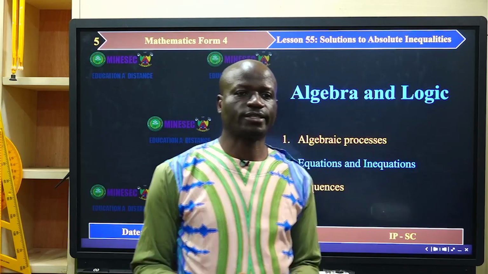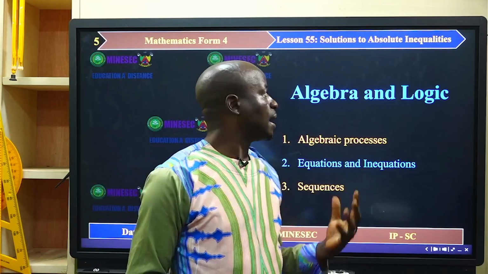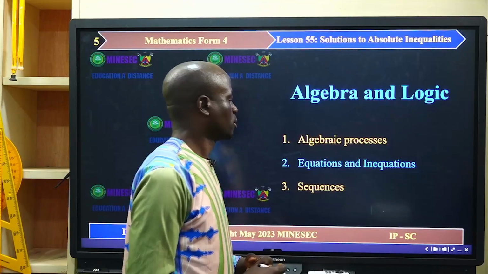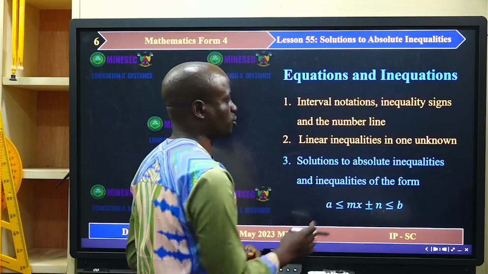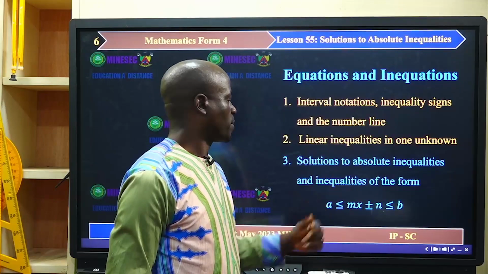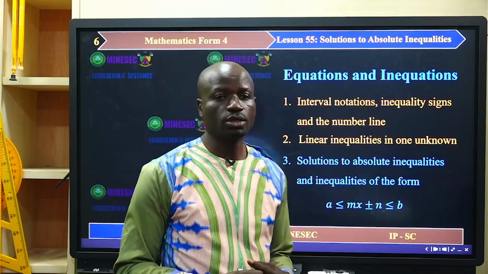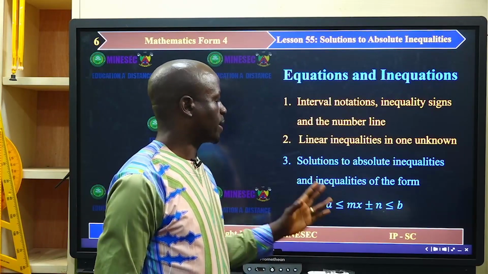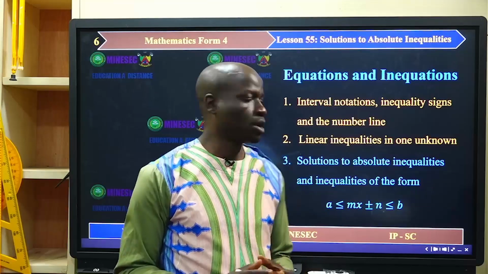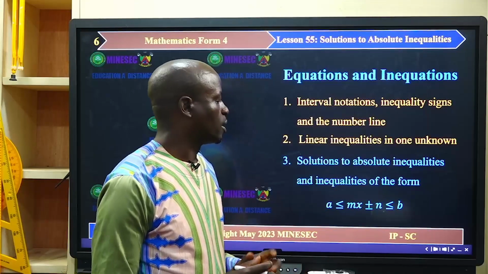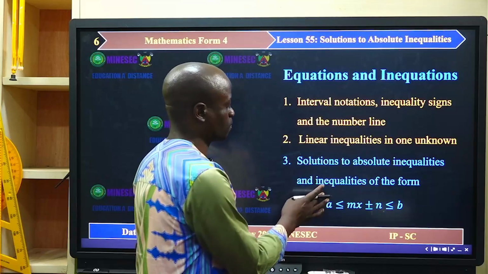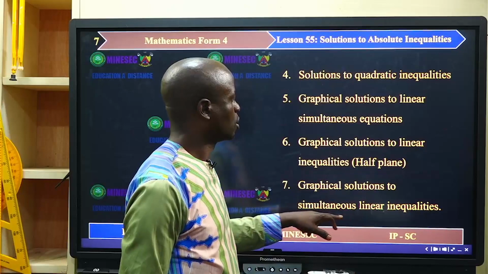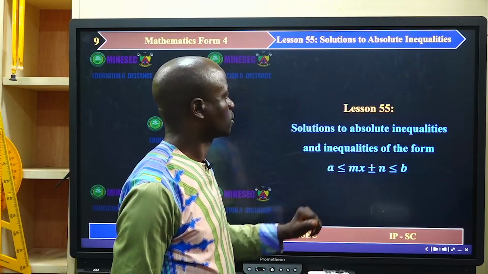Just a recall that we are studying the module Algebra and Logic, and we are currently studying the topic Equations and Inequalities. In this lesson, we are going to be doing solutions to absolute inequalities and inequalities of the form A is less than or equal to mx plus or minus n less than or equal to b. After that, these are the other lessons that we are going to study under this topic.